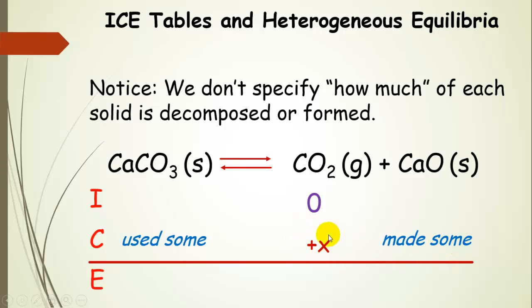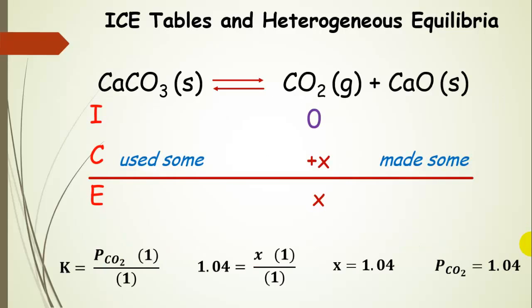We made plus X of carbon dioxide, and this is exactly what we did before. So the coefficient for carbon dioxide is 1, and the equilibrium is shifting in this direction. And then we also made some calcium oxide, but again, it doesn't matter how much.